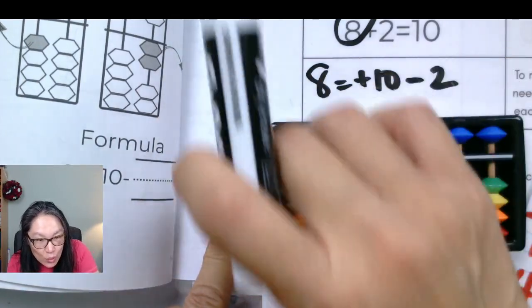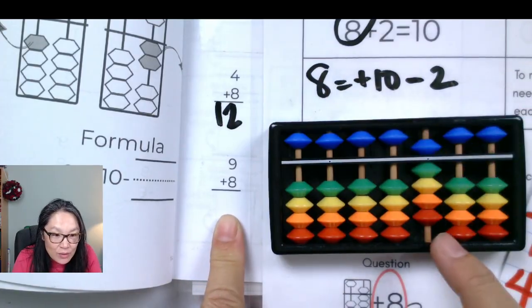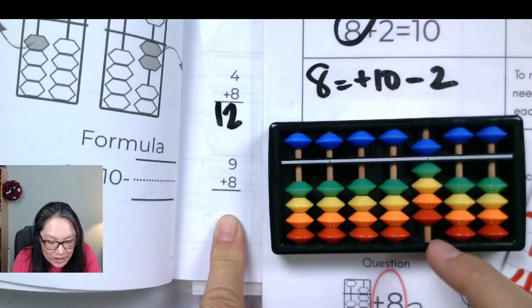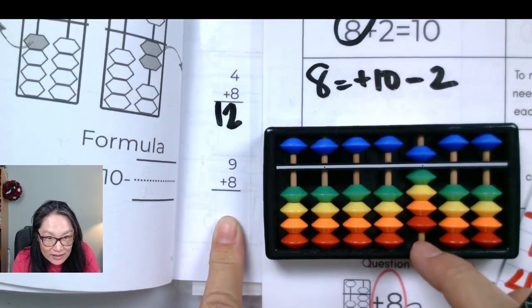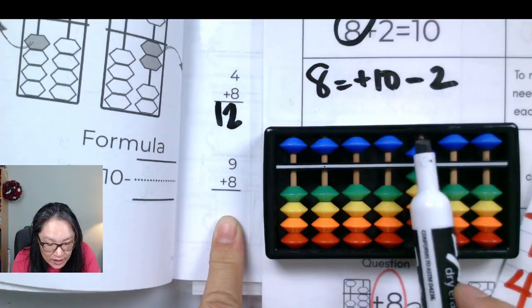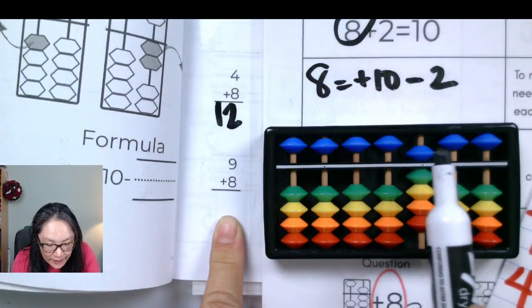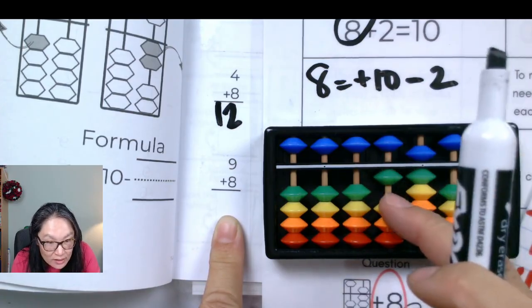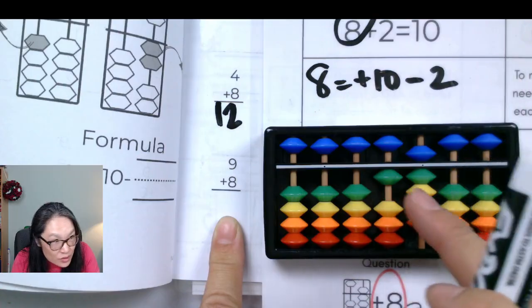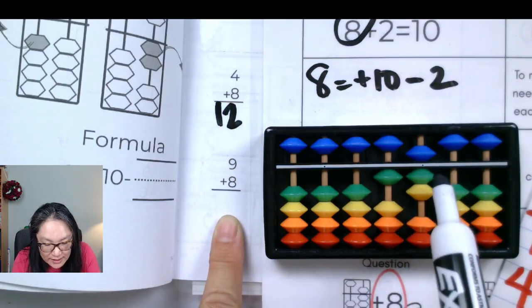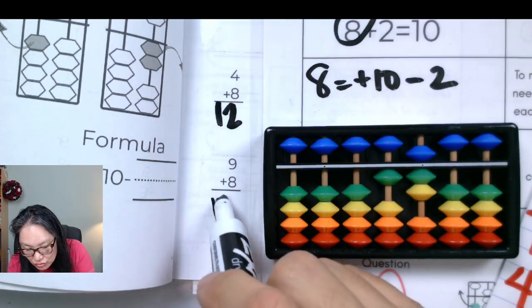So let's do another one. We'll do 9. When we do 9, it's the same thing. Can we do it? No, we can't. What do I do? Well, we can trade our 10, right? We add the 1 over here. Adding 10 is too much. We need to minus the 2. So my final answer is 17.